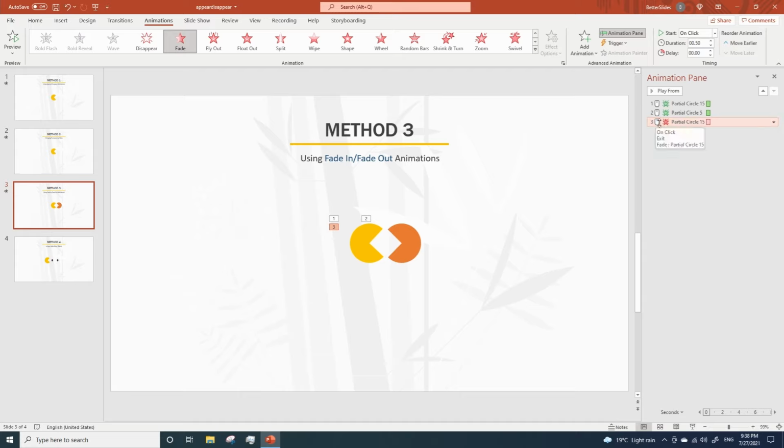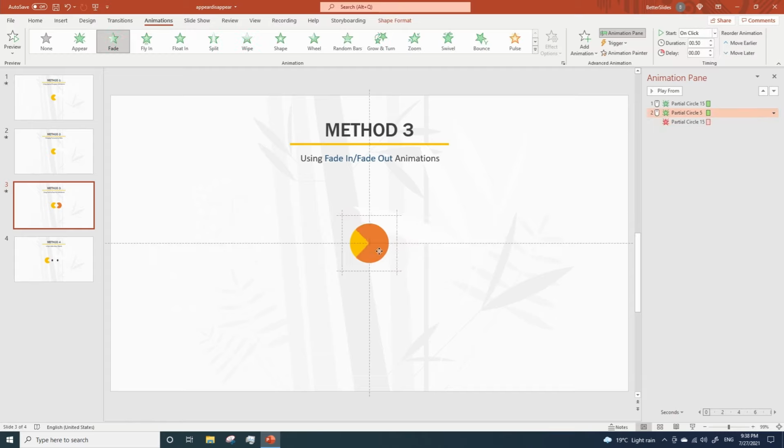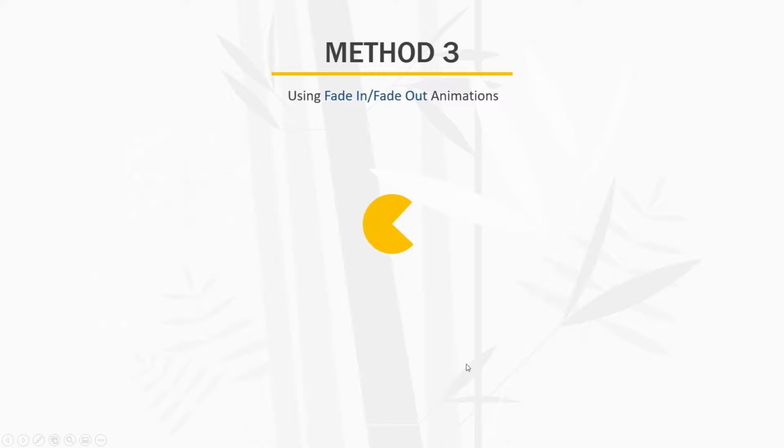Now let's change the start of the fade out animation to with previews, so it runs as soon as the second Pac-Man shows up. Now let's move our second Pac-Man over here and let's open the presentation. One click and the first shape shows up. One more click and the second one comes in as the first one disappears. But if you pay attention, you will notice how the second Pac-Man kind of overlaps the first one. This is not what we want in certain cases.